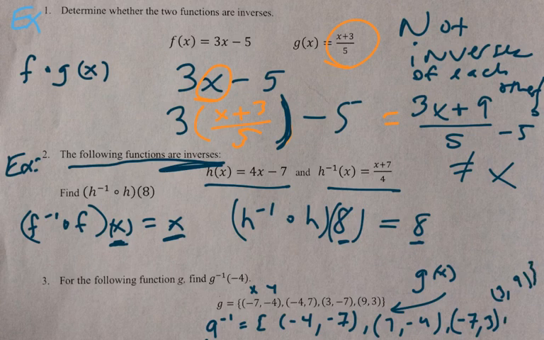So when they ask me to find g inverse of -4, I'm going to find, okay, when is my x value -4 for the inverse? What is my y value? That is equal to -7.